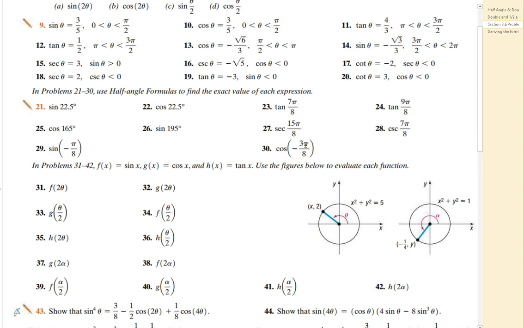Let's try cosine of negative 3 pi over 8. So problem number 30 here, although I'm going to call it example G. Example G. Cosine of negative 3 pi over 8.